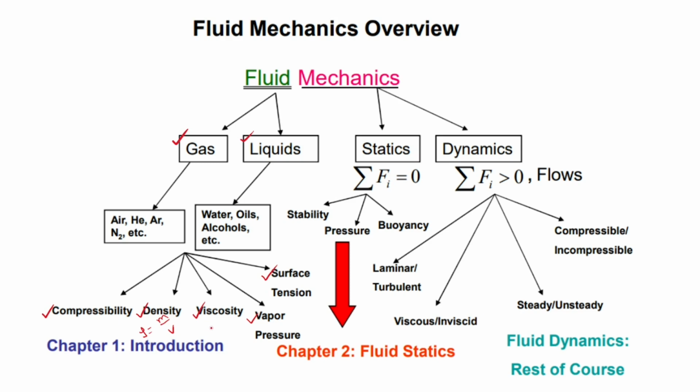In terms of viscosity, we can categorize fluids into two types: Newtonian and non-Newtonian fluids. A Newtonian fluid follows Newton's law of viscosity, and a non-Newtonian fluid does not. Then vapor pressure and surface tension are there. Because of surface tension, we get the formula of pressure for a liquid jet, soap bubble, droplet, and so on. Then we get two broad headings: statics and dynamics.